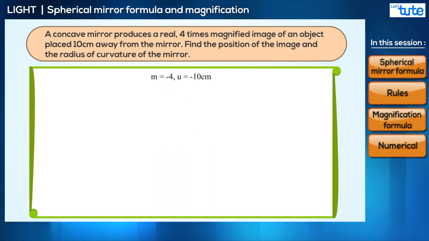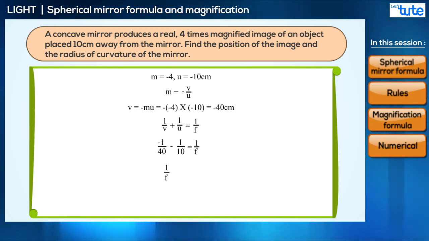We also know that m is equal to minus v upon u. Thus, v will be equal to minus 4u, which will be equal to minus 40 centimeters. So the image is formed 40 centimeters to the left of the mirror. Now, using the mirror formula, we can find the focal length of the mirror. We can see that f is equal to minus 8 centimeters. Thus, the radius of curvature is just 2f, or minus 16 centimeters.